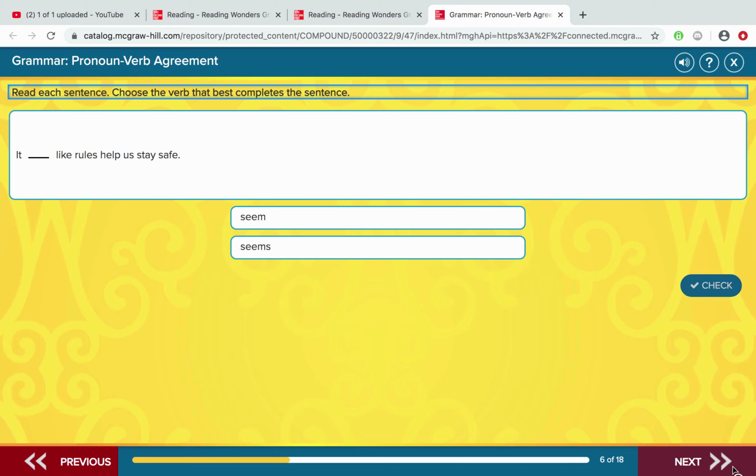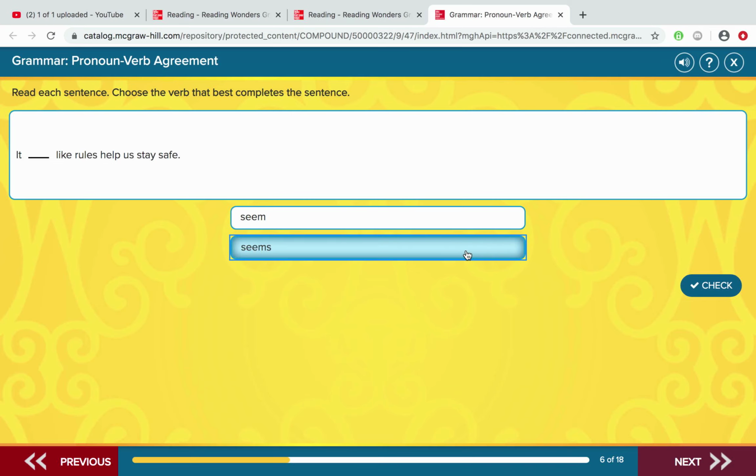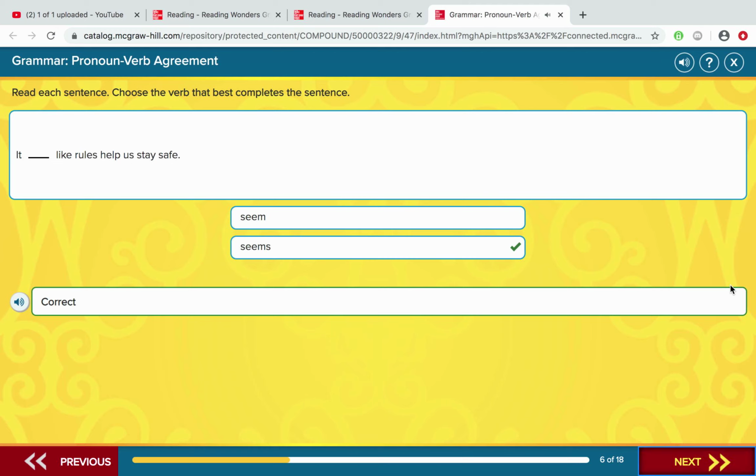And that should help you with this next one. It blank like rules help us stay safe. It seem like rules help us stay safe, or it seems like rules help us to stay safe. I hope you chose seems. Fantastic. Absolutely. So the rule is when you have the pronoun it, you add an S to the verb. Also, friends, if you just try each one, you're going to be able to hear what sounds the best.